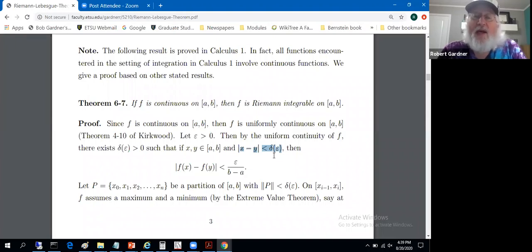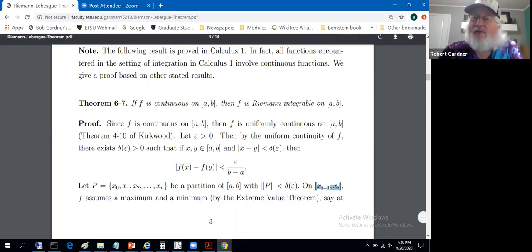Ooh, and if you get the input values close together, I know what's going to happen with the output values by the uniform continuity. Okay, on this subinterval, x sub i minus 1 to x sub i, f assumes a maximum and a minimum. We are in a setting of a continuous function. The extreme value theorem tells you continuous functions on compact sets have maxes and mins. You did the same thing in calculus 1, except there the compact sets were of this form. Actually, they are here as well. Here's the compact sets we're interested in. But f assumes a max and a min on those little subintervals.